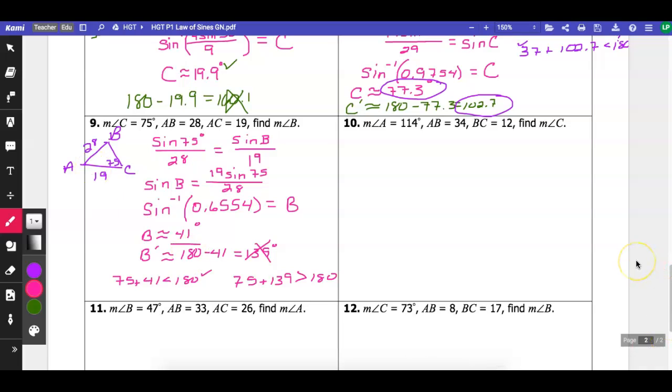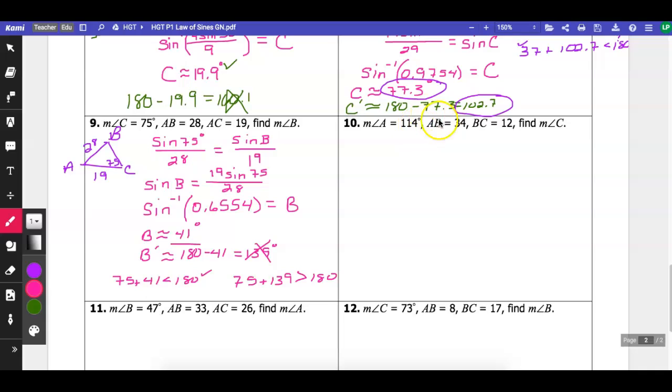Okay, 3 more examples. Law of Sines Ambiguous Case. So this is where we're given 2 side lengths and 1 angle, and the angle is not the included angle, right? So here we have the measure of angle A is equal to 114 degrees. So this is an obtuse angle. Remember, in a triangle, you can only have 1 obtuse angle. You cannot have 2 of them, right?